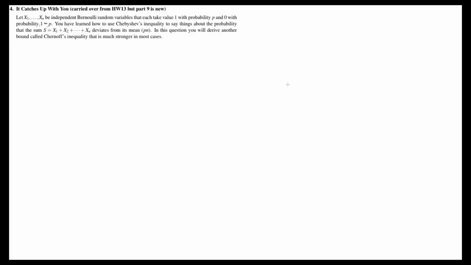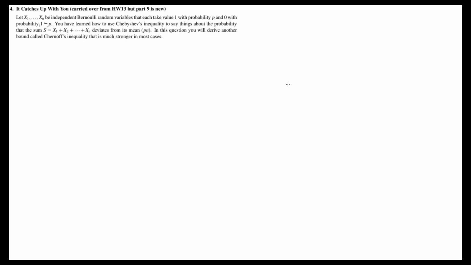So we're on question 4 of homework 14, and this question basically uses something called the Chernoff bound to calculate deviation from the expectation of the sum of independent and identically distributed Bernoulli random variables. So Chernoff bound, basically Chernoff inequality, uses the monotonicity property of the exponential function.